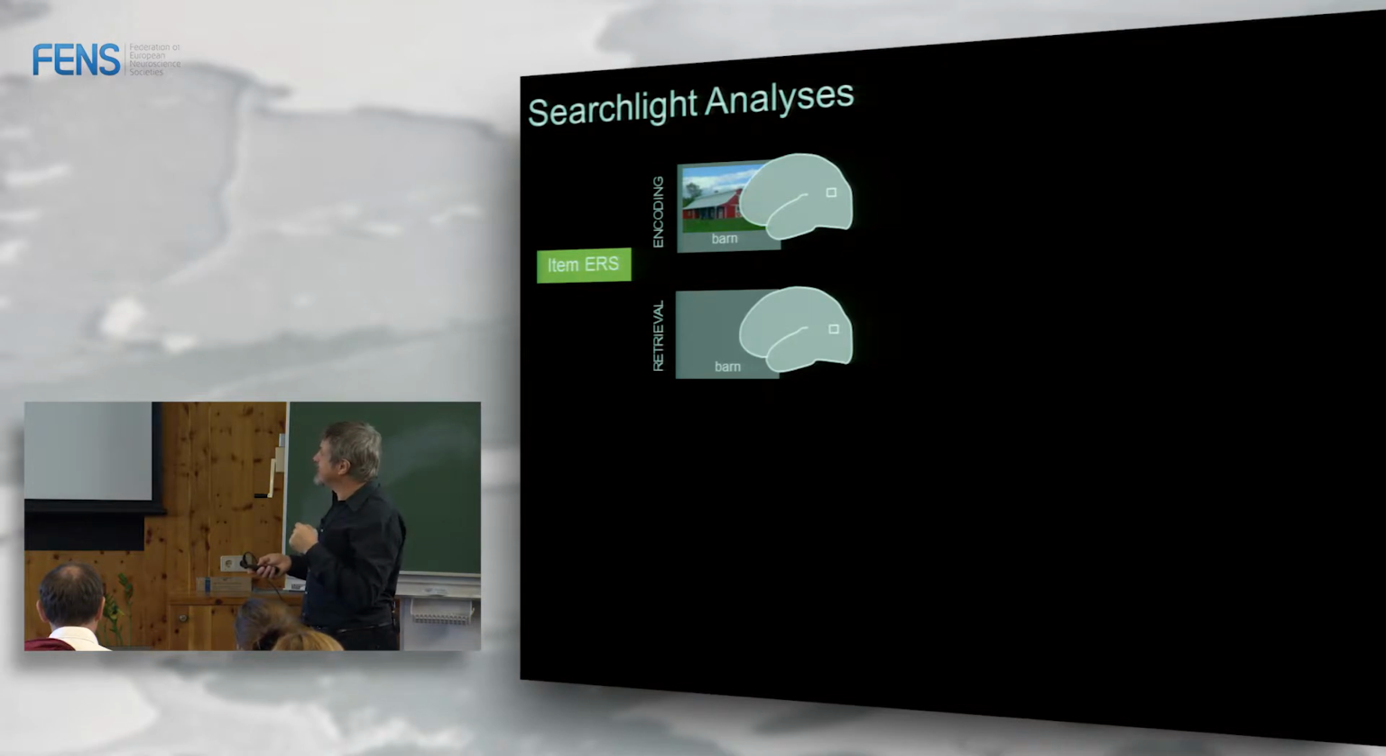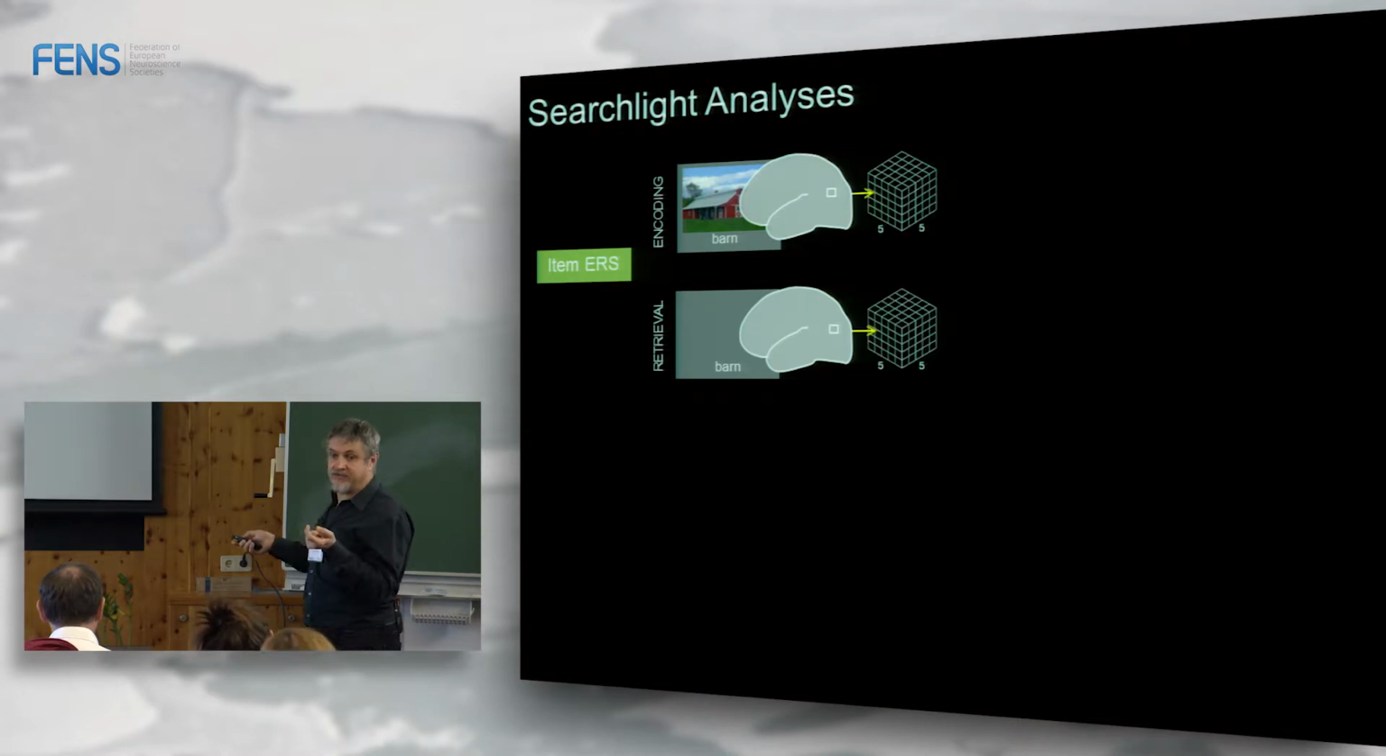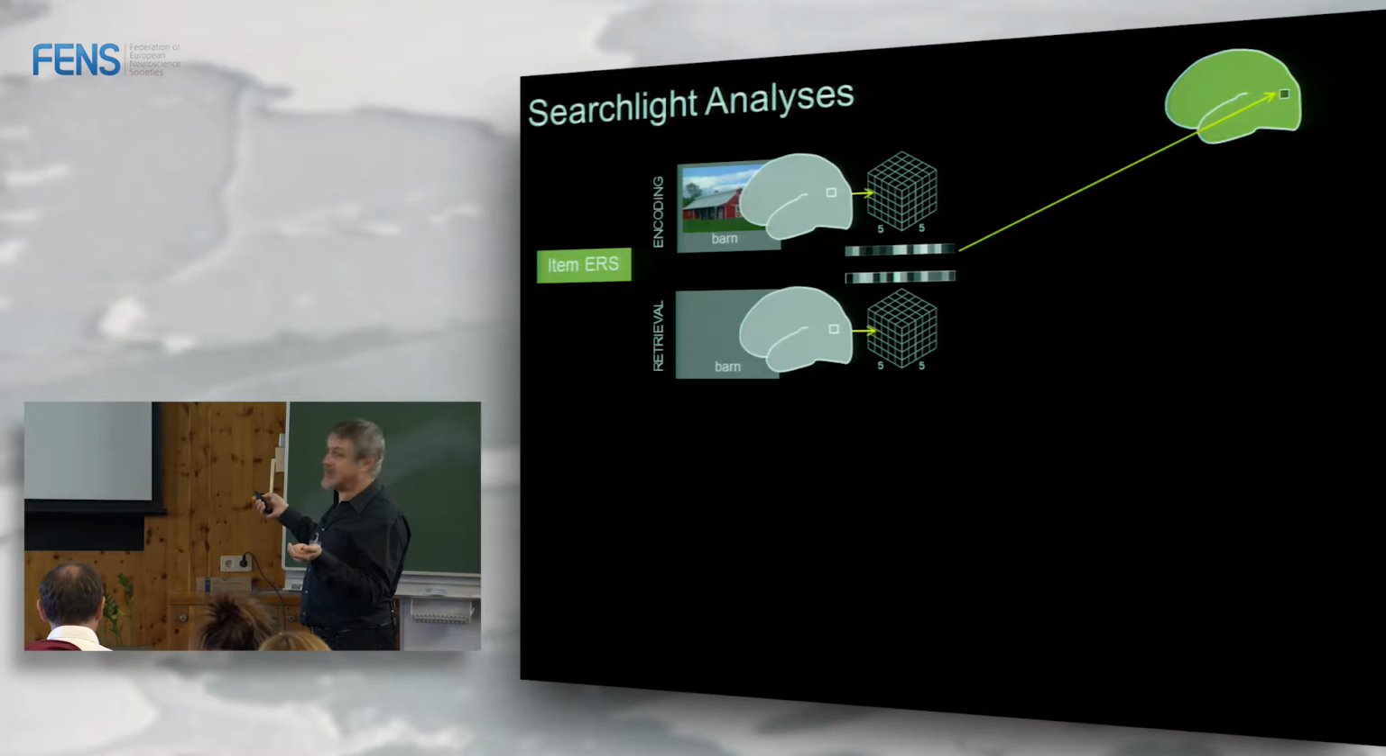Going to the diagonals now, there was a question about the Searchlight yesterday. We use a Searchlight procedure. Let's say for encoding, we have barn during encoding and barn during retrieval. We take a particular voxel, and around the voxel we take a 5x5 cube, which we vectorize, calculate the correlation between those, and put it in that voxel. Then we move the Searchlight around the brain, covering basically the whole brain. So each voxel, instead of containing an activation, contains the correlation between encoding and retrieval for the voxels surrounding it, the 5x5 voxel cube around it.